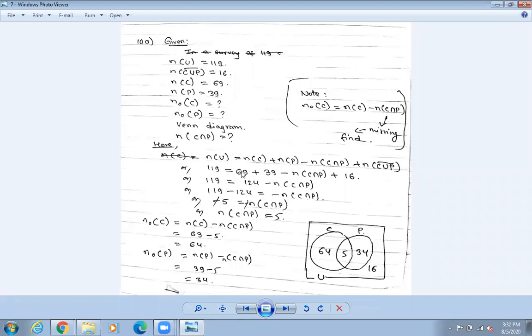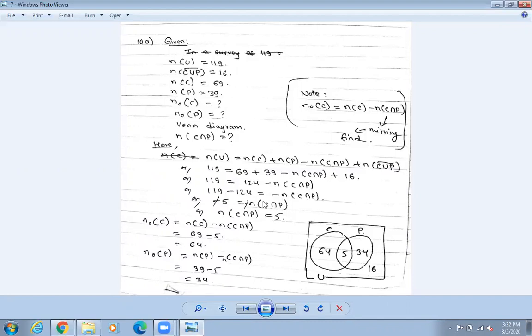Either send this 124 to this side in the minus form, or take this 119 to the other side. You can do either. Here I have sent 124 to this side, so plus becomes minus 124. So 119 minus 124 becomes minus 5.